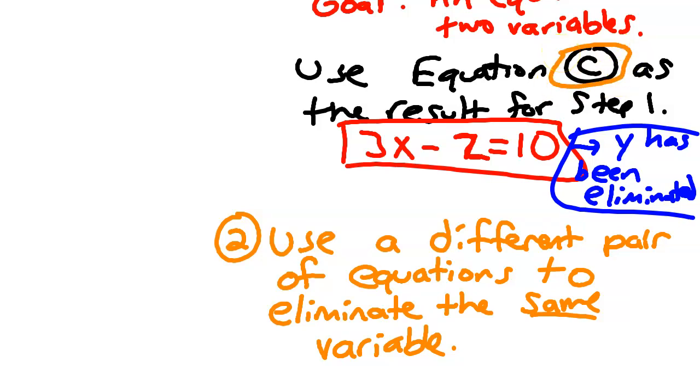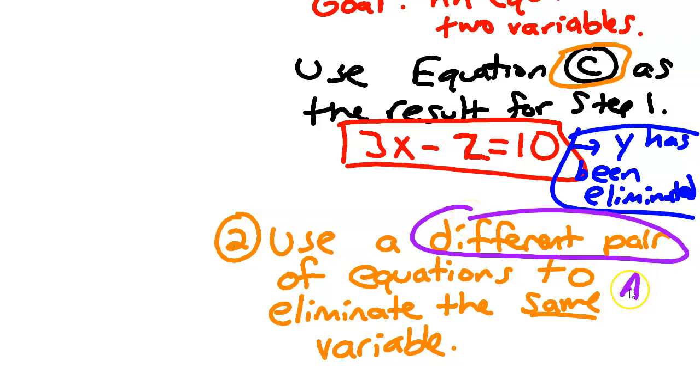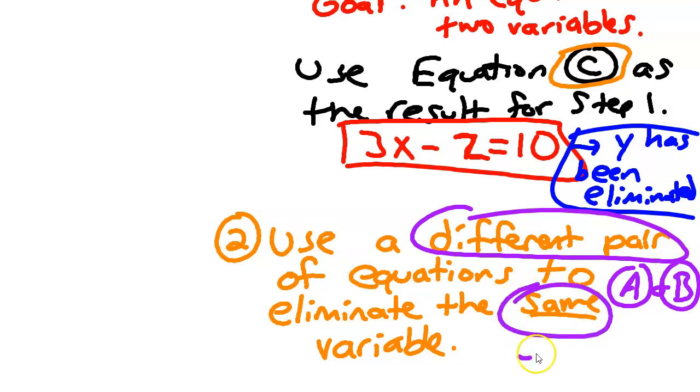So I can't use equation C again in step two because that's what I used as my result for step one. So this forces me to have to use, since it has to be a different pair of equations, A and B, right? I don't have a choice. I need to use those other two equations, and I have to eliminate the same variable, so that means I have to eliminate y. I don't have a choice this time. Y was eliminated from my equation in step one. I have to make y be the variable that I eliminate in step two.